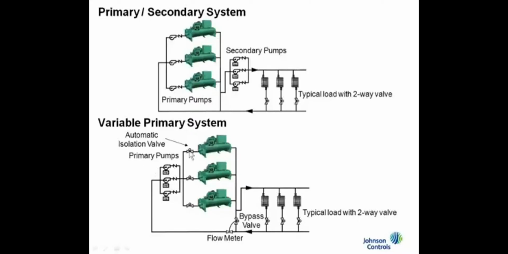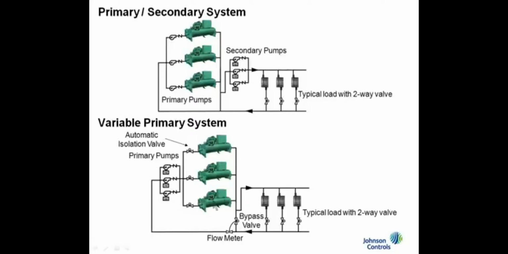You'll also notice that we have shown automatic isolation valves here. This is for a specific purpose that we'll discuss later in part 5. You'll also notice that we still have what looks like a common pipe down here, but it's closed off with a bypass valve, a two-way valve that is normally closed during normal operation. It's controlled by a flow meter here, although it can also be controlled by pressure differential across the evaporator shells. It's just that the flow meter is better, and we'll discuss that in part 5 as well.